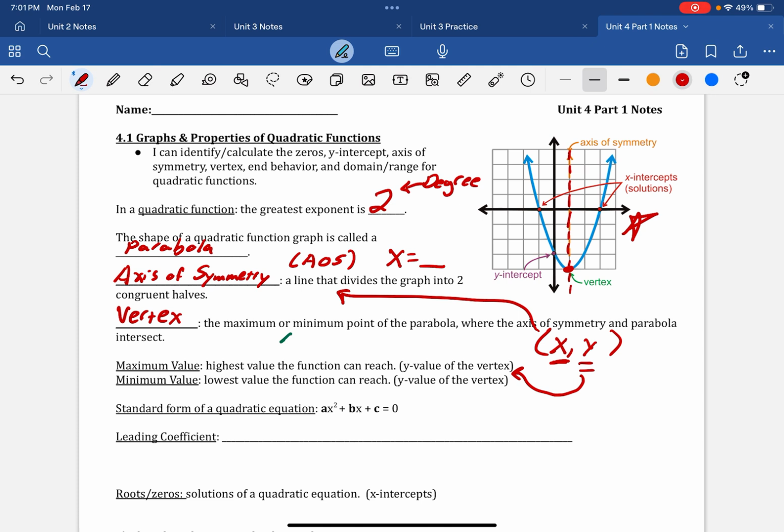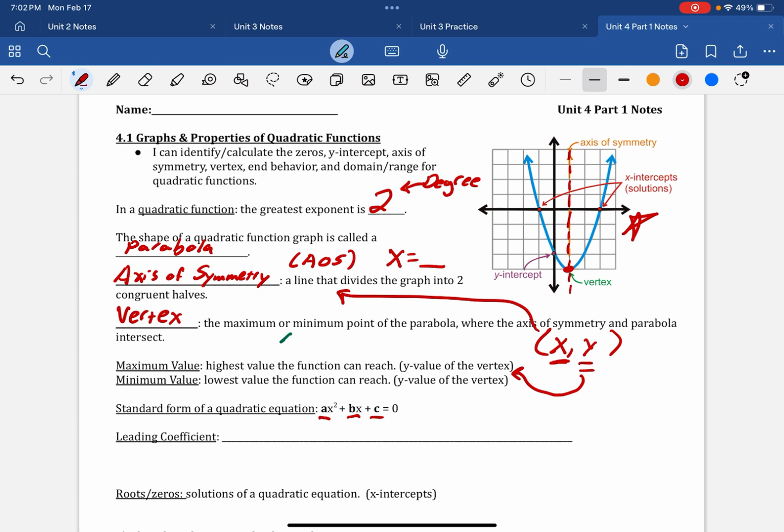The last two pieces of this, we're going to talk about the leading coefficient, which we did in Unit 3. But as you can see, we like to write quadratics with the biggest exponent first, the squared, and then an x, and then a number. We call that standard form. That's just common. You go x squared, then an x, then a number.